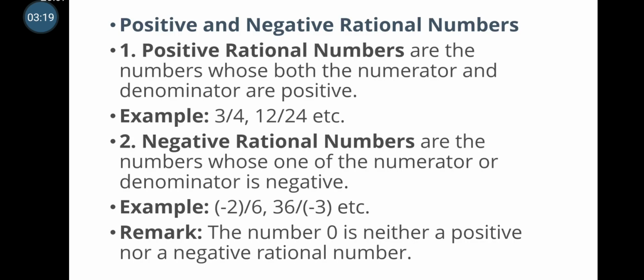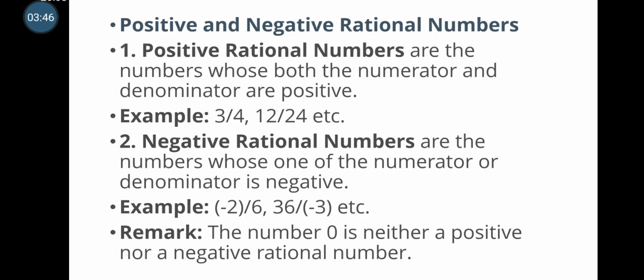Now next is positive and negative rational numbers. Positive rational numbers are the numbers whose numerator and denominator are both positive. Okay, positive means plus sign. So if it is like that, then we will call it a positive rational number. Examples: 3 by 4 and 12 by 24 are given. So any number you can give as an example.